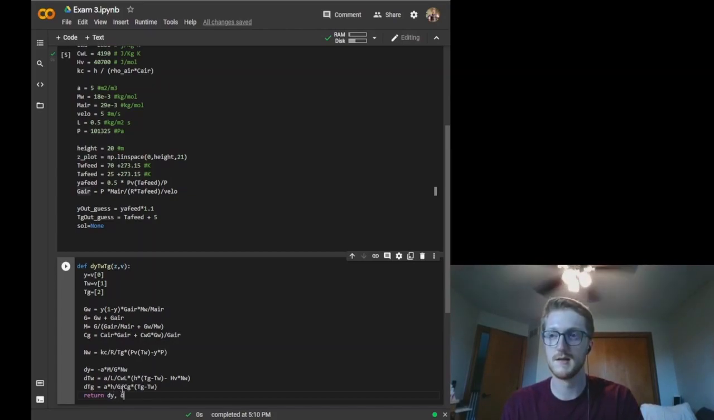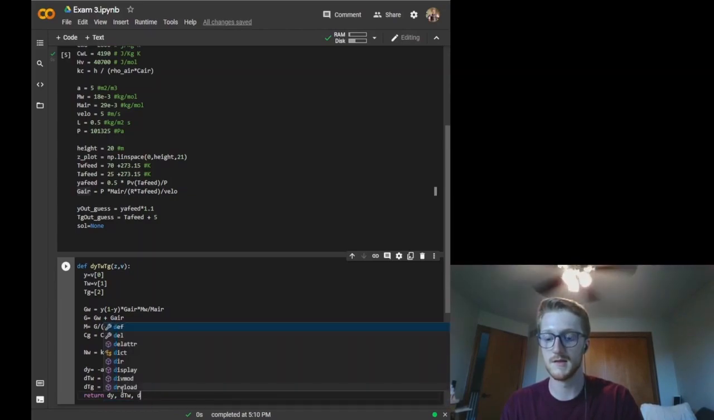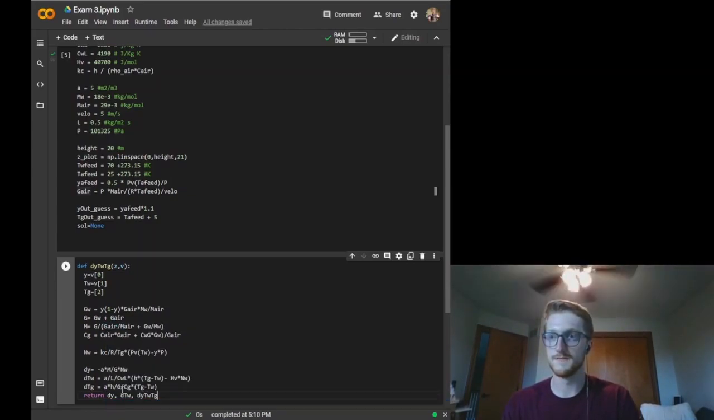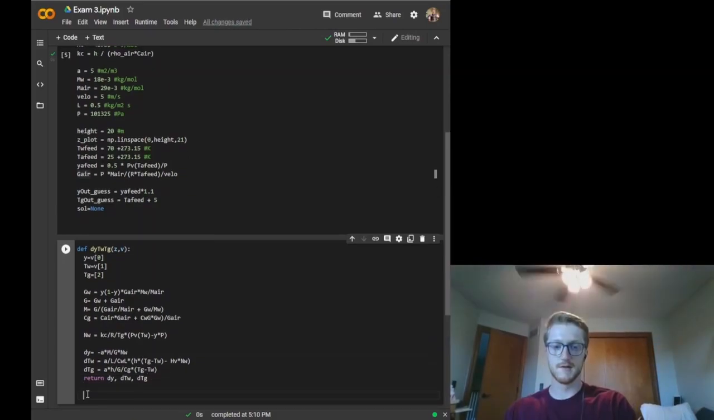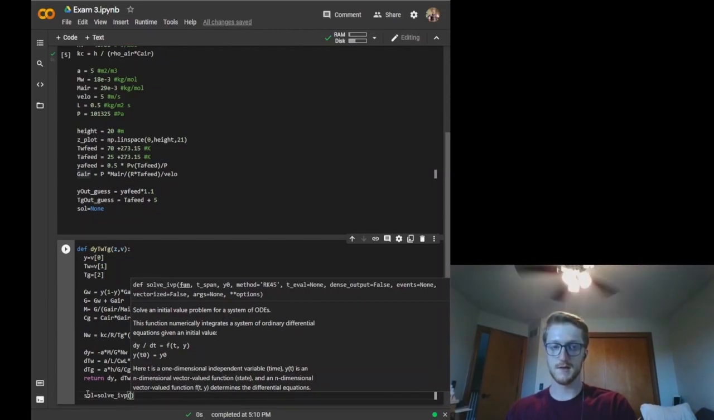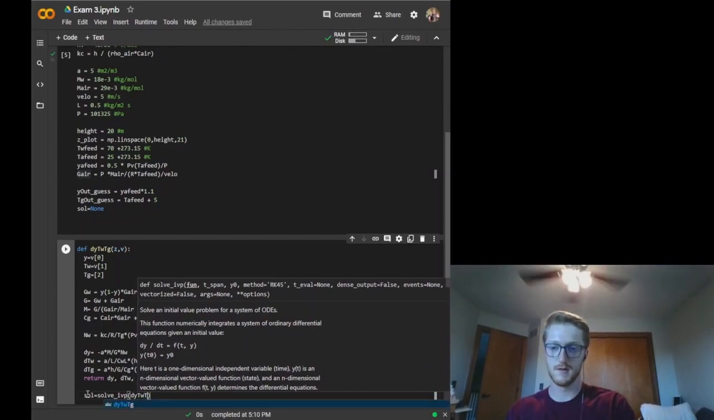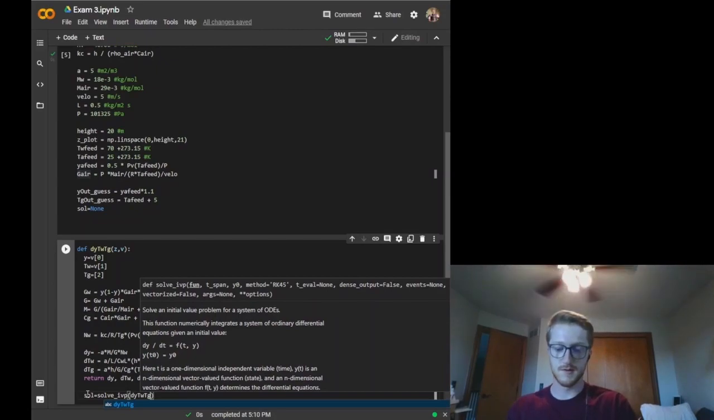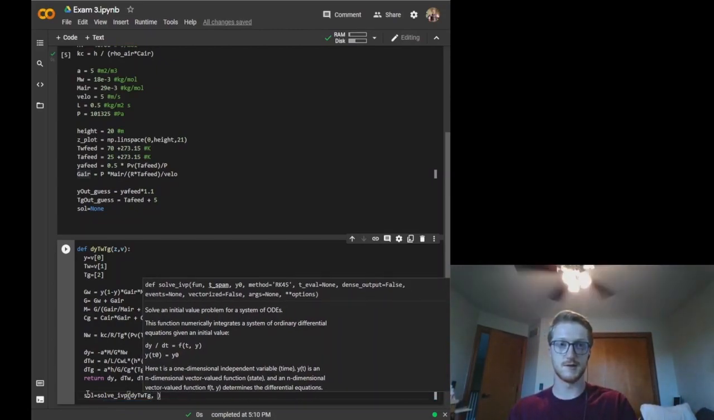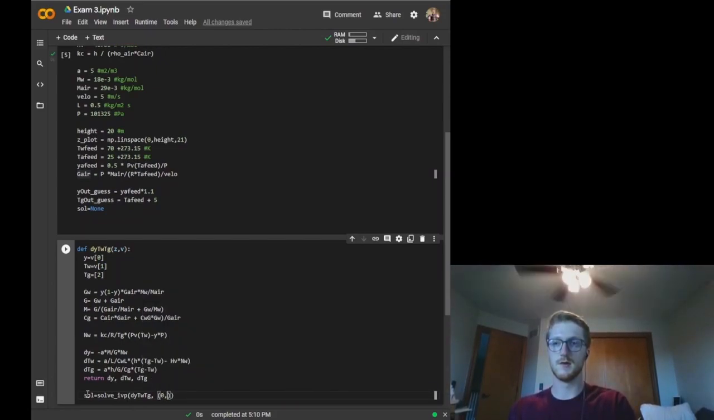So we'll say dy, dtw, and dtg. I don't want it to autofill. Okay, and so we can determine our solve IVP. So we'll set a variable for sol just to make it a little bit easier later on, and then we'll say that that's the solve IVP, and we want to define our function, which we have as the dy, tw, tg, and then we want to determine our independent variable range, so our z range, and we define that as 0 to our variable that we called height.